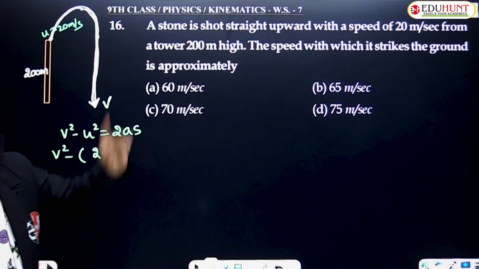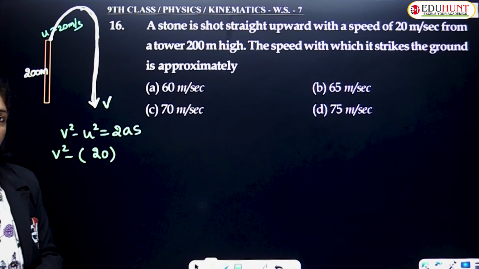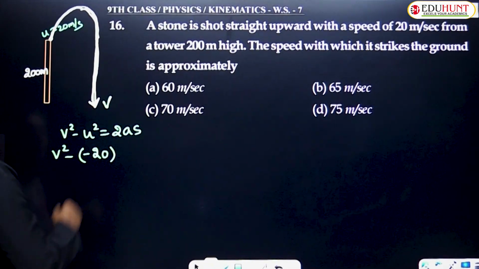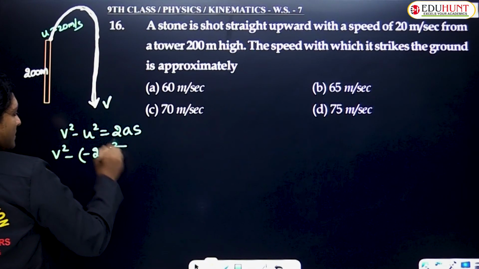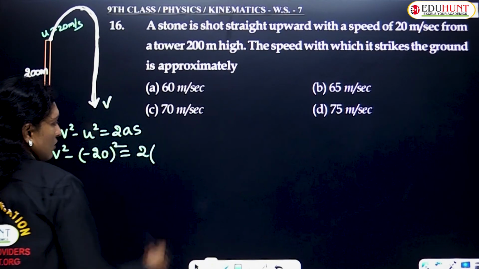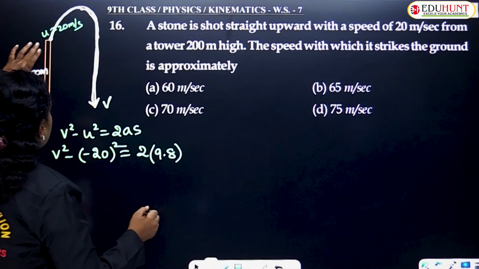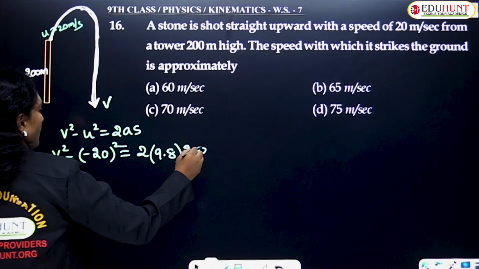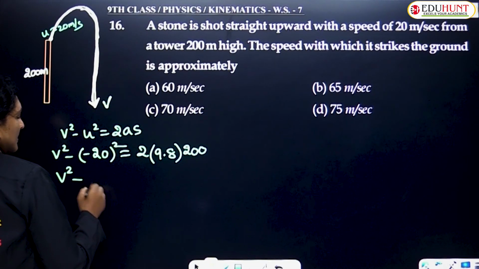So whenever it is thrown upwards, the upward motion is always taken as negative, whereas the downward motion is taken as positive. So as it is thrown upwards, let us keep the value as minus. Minus 20, negative, whole square, u square, u is minus 20 whole square, equals 2 a s. a is acceleration due to gravity, which is always acting downwards, and its value is taken as 9.8, and the displacement is taken as 200. That's it.